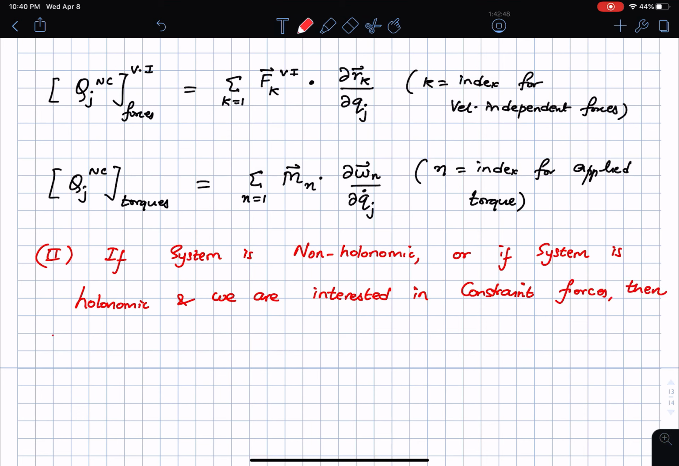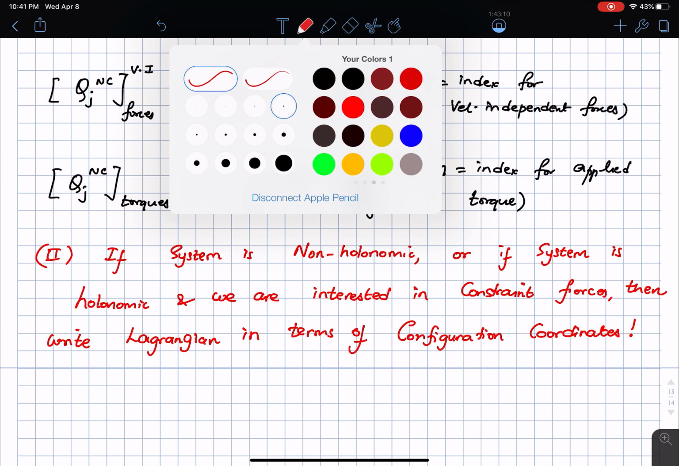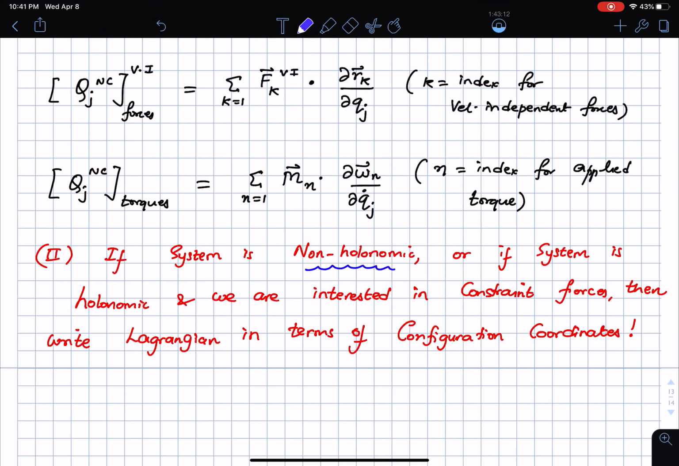then write the Lagrangian in terms of the configuration coordinates. That is an important term here, so I just want to underline that. So if the system is non-holonomic, or if the system is holonomic and we are interested in the constraint forces, then you write the Lagrangian in terms of the configuration coordinates.